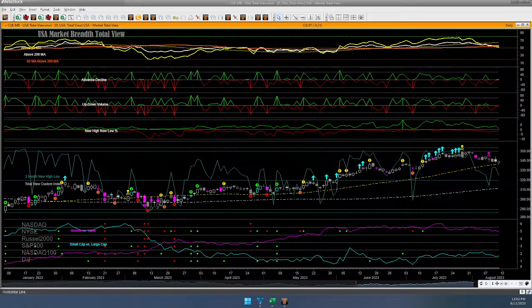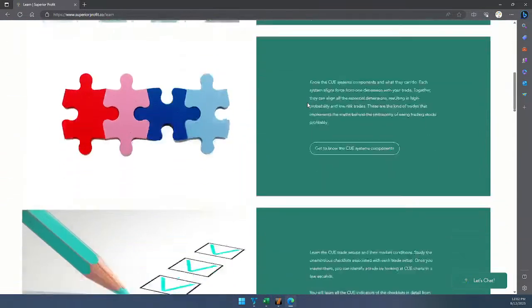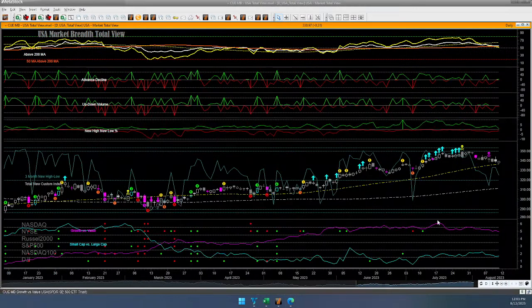It's opening on another monitor. Let me drag it here. Even if you don't have Market Breadth Total View, it is useful to go to my website superiorprofit.co, then go to the Learn page, scroll down to the master classes and watch the master classes of Q charts, technical charts, non-technical analysis also, like sector, industry rotation, fundamental analysis if you are interested in those, but watch the videos on Q Global Market Breadth. Then you will understand and appreciate the visual signals available on this chart.